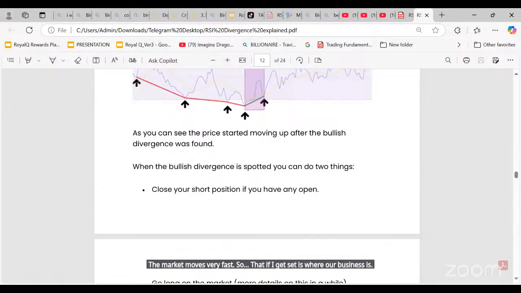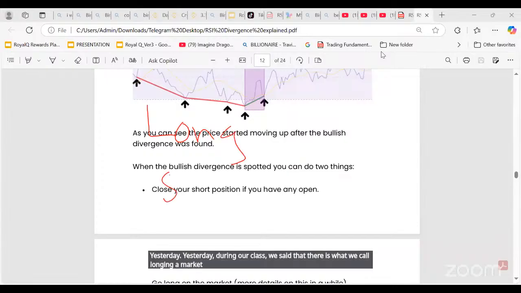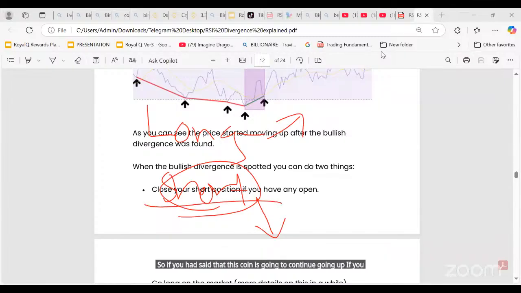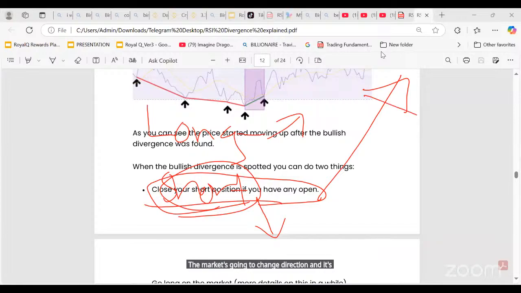Yesterday, during our class, we said that there is what we call longing a market and shorting a market. Shorting a market, you are saying you expect the market to go down, while longing a market, you expect the market to go up. So if you had said that this coin is going to continue going up, if you see a divergence, you need to close that trade, because like it or not, the market is going to change direction and move in a downward movement.